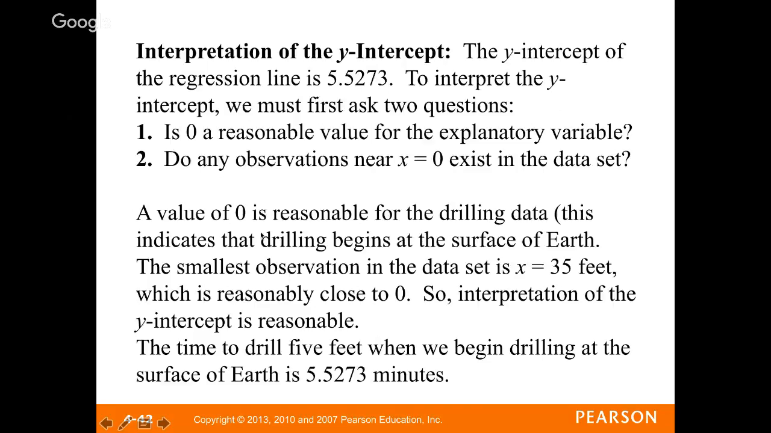So in our case, 0 would just represent drilling at the surface of the earth, since 0 would be 0 feet deep. And we do have an observation that's reasonably close to that. It's only 35 feet away, so it's not that far outside of our model. So basically how we interpret this is, at the surface of the earth, we expect about 5.527 minutes to drill 5 feet deep.